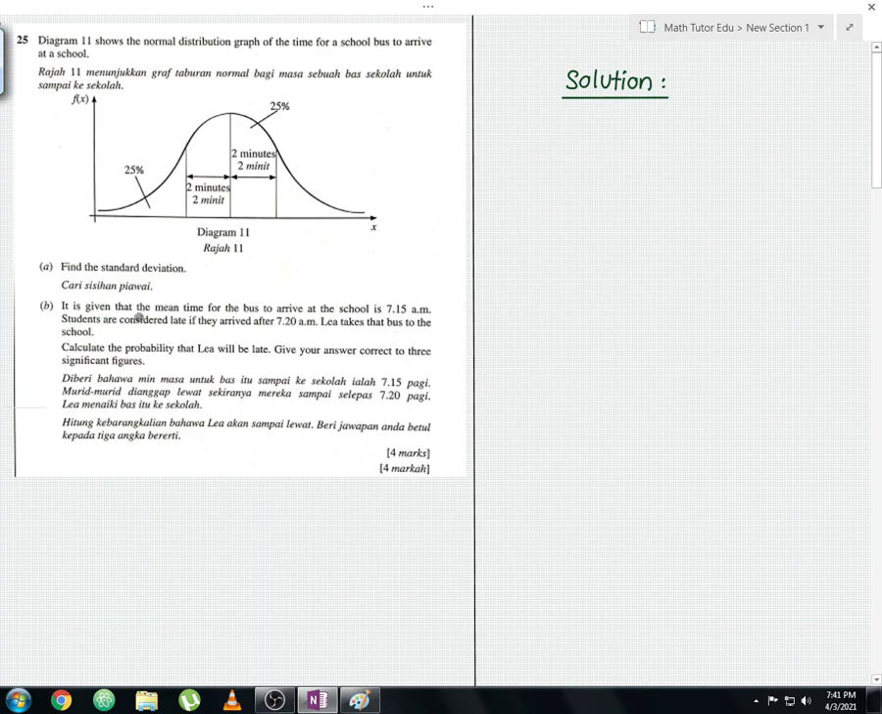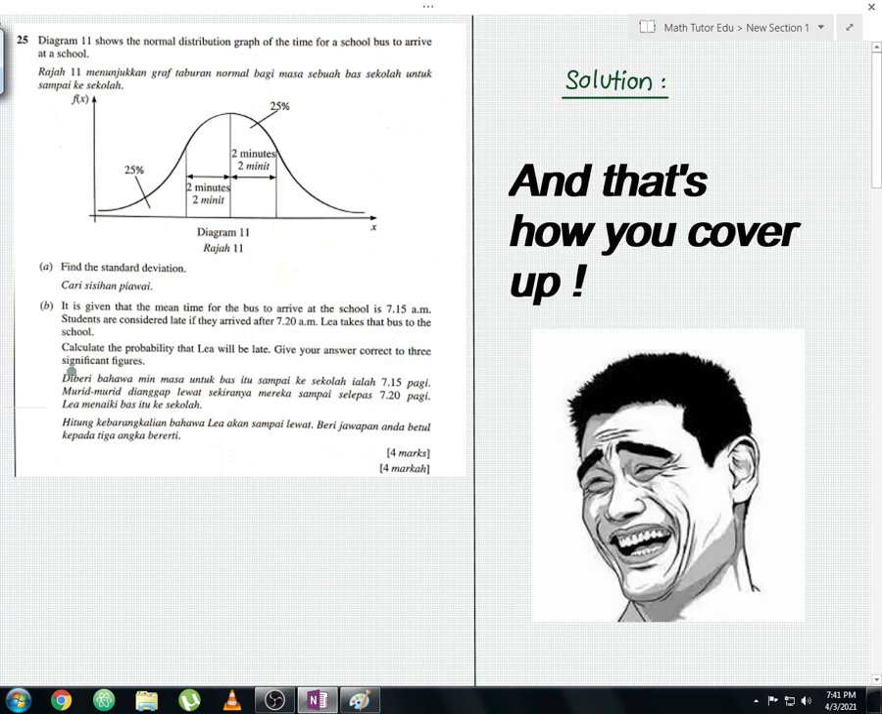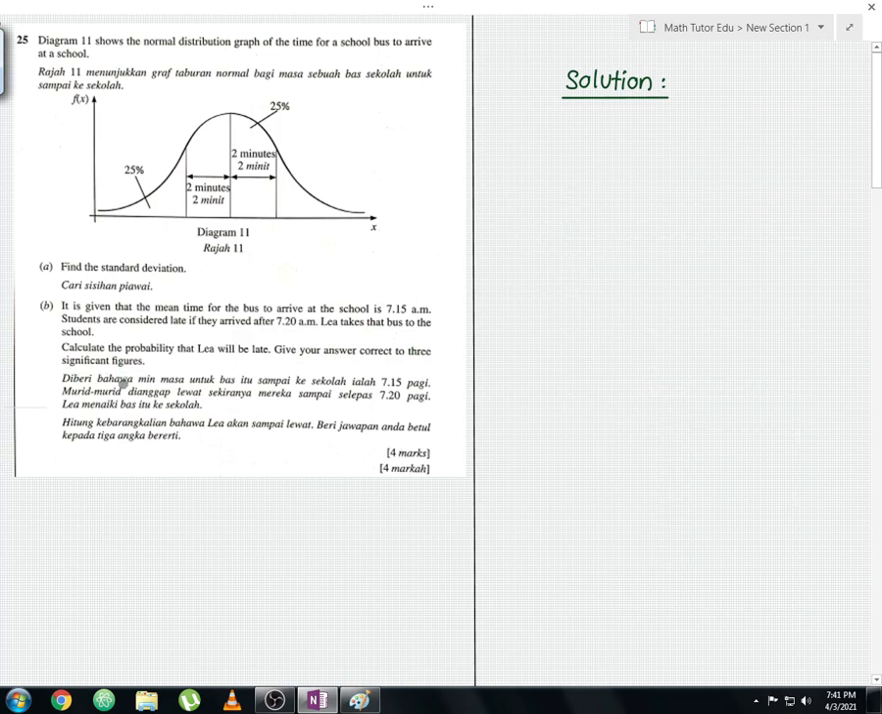it is given that the mean time for the bus to arrive at the school is 7:15 a.m. Students are considered late if they arrived after 7:20 a.m. Lee takes that bus to the school. Calculate the probability that Lee will be late. Give your answer correct to 3 significant figures. Okay, so this is the overall question.